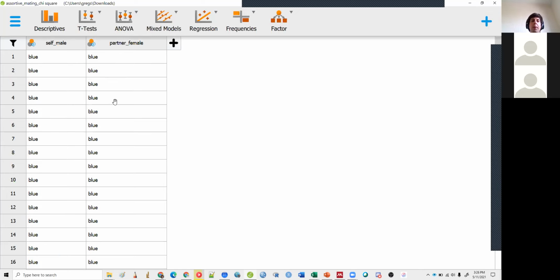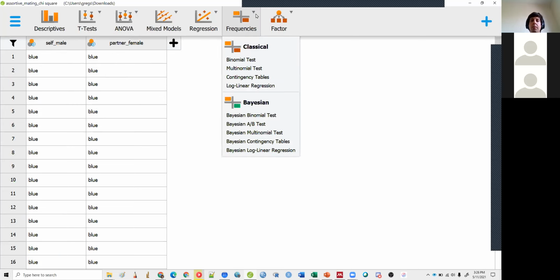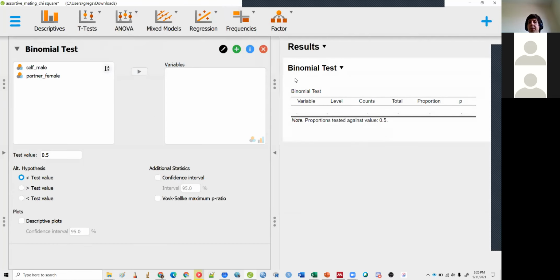So the question goes, how would we conduct a chi-square goodness of fit test using JASP? What we're going to do is go to Frequencies, and go to Binomial Test under the classical frequencies tab. Binomial: bi for two, nomial for categories. Two nominal variables, and that sounds like the kind of test we're doing.